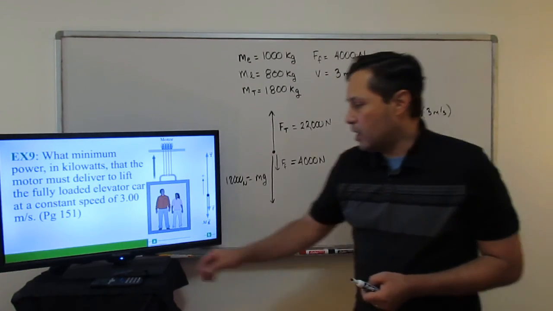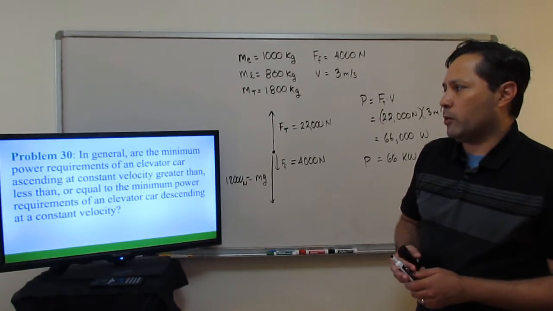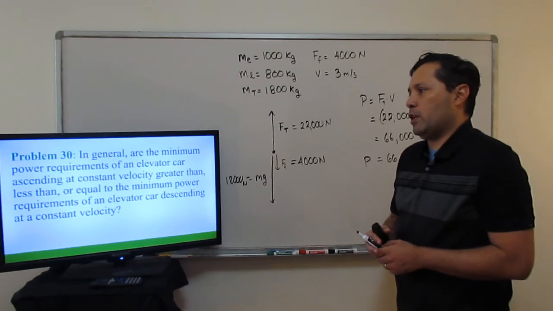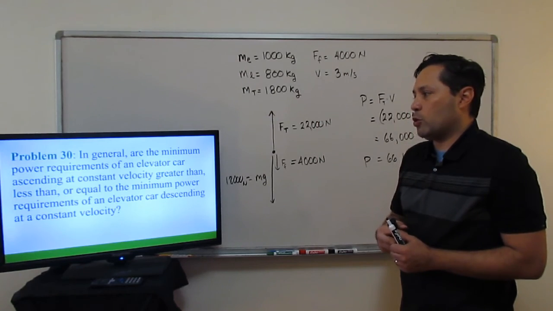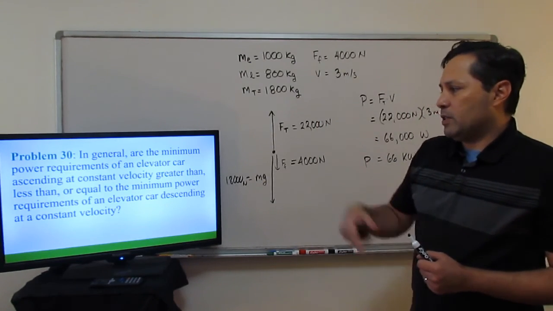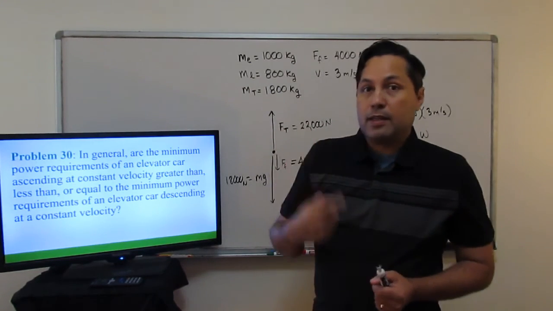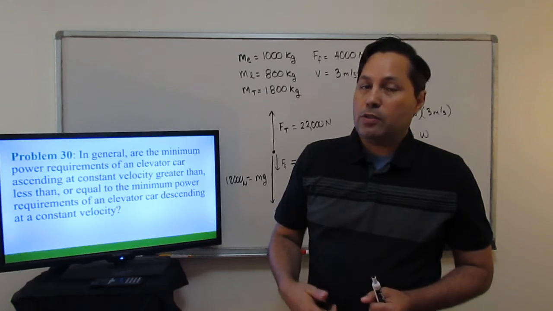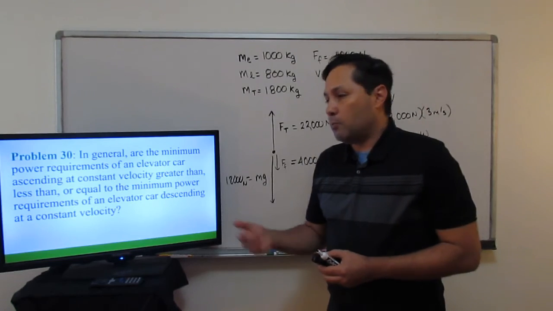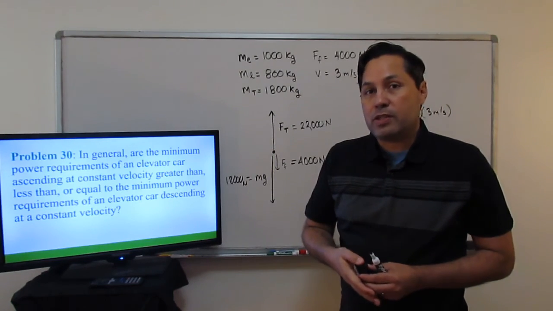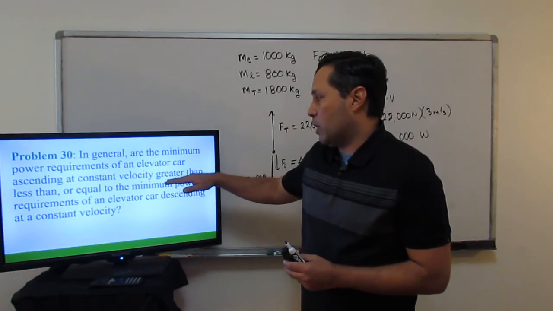Alright, let's take a look at the next problem. The next problem is problem 30. And this one says, in general, are the minimum power requirements for the elevator cart ascending, going up, at a constant velocity greater than, less than, or equal to the minimum power requirement of an elevator descending, going down at a constant velocity? Well, ascending, the elevator is fighting gravity, so it's got to overcome gravity, so therefore it needs to do more work. But going downward, the elevator is assisted by gravity, so it's got to do less work. So therefore the answer for this one, going up, it will be greater.